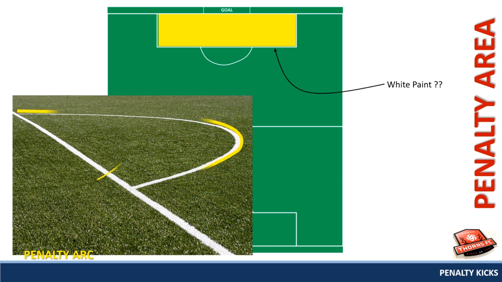This is the penalty arc. The only purpose of the penalty arc is to keep all players a minimum distance from the selected player who is taking the penalty kick. The penalty arc is a radius extension measured from the penalty spot.